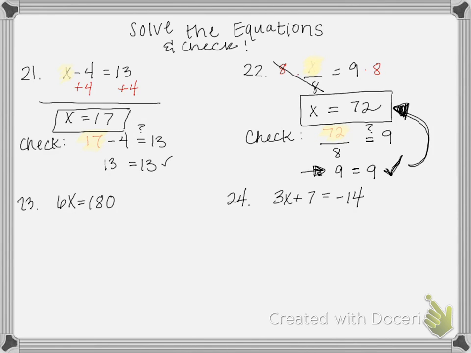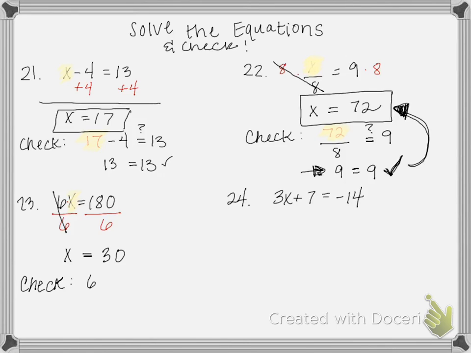So 23, still solving for x. Need to get rid of the 6. Think about what operation is happening between the 6 and the x, and it's actually multiplication. To undo multiplication, we will divide, and if I divide one side, I need to divide the other. The 6x divided by 6, the 6 is canceled, leaves me with x. 180 divided by 6 is 30, so I think my answer is 30, but I'm going to check it.